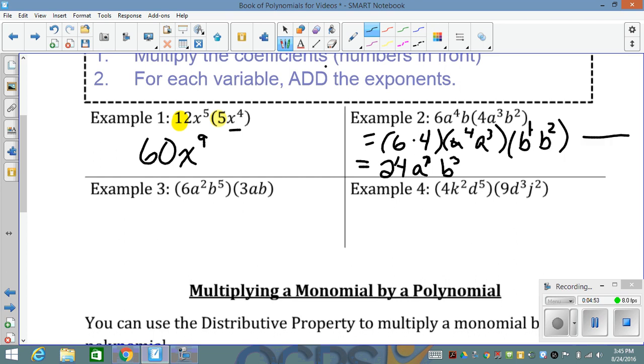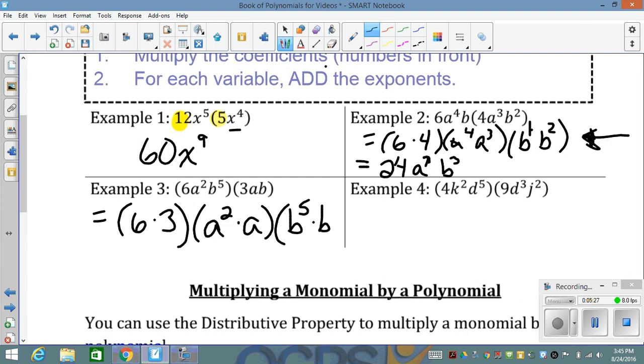Now again, this step here, you don't have to show it, but that's what you're doing in your brain when you rearrange it. I'm going to show it for the next one as well, just to be super clear. And it's the commutative property that allows us to do that. Okay, so in example 3, I'm going to rearrange. Pause and rewind if you need to. I know I'm going a little fast. So I'm going to first rearrange. So I'm going to pull the 6 and the 3 together, the a squared and the a, and then the b to the 5th times b. Again, on the ones where there's no exponent, it's understood to be a 1.